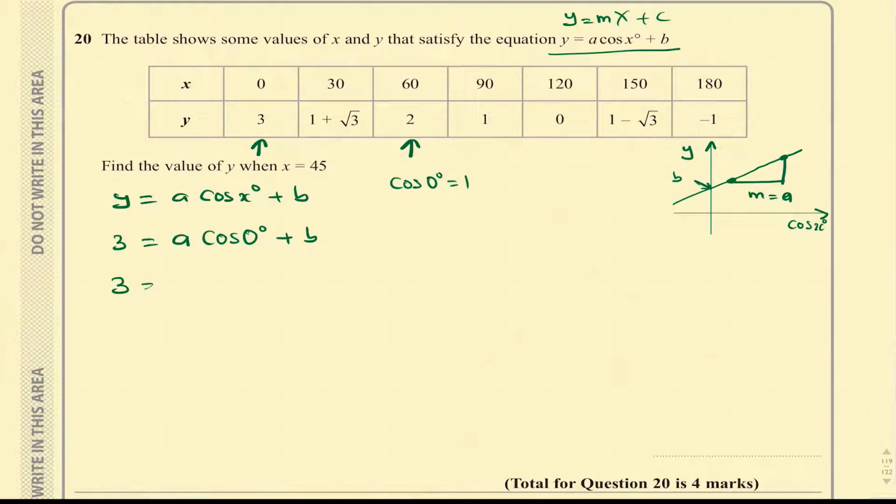Therefore 3 equals a plus b. That's the first equation. The second equation is when I pick x equals 60 and y is 2. Cos 60 degrees equals a half. How do I know that?